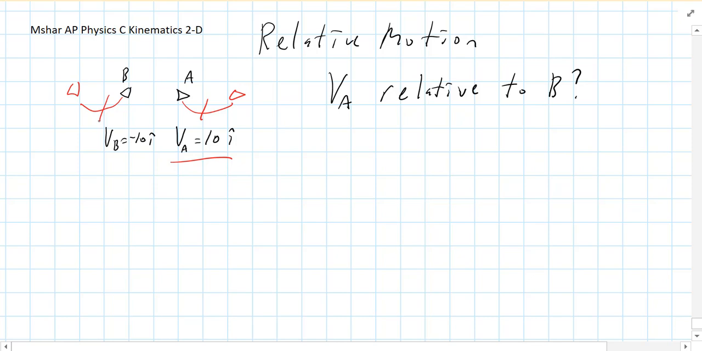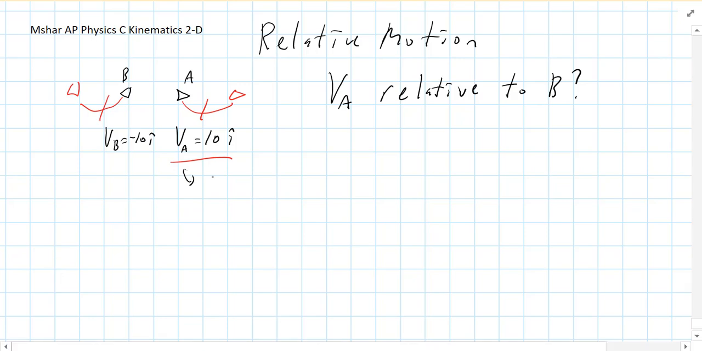Okay. Now, in other words, if B was your world and you were standing on B, how fast does A look like they're going? Well, it looks like they're going 20 miles per hour to the right. Okay. Now, how do you figure that out mathematically? Well, it's very simple.